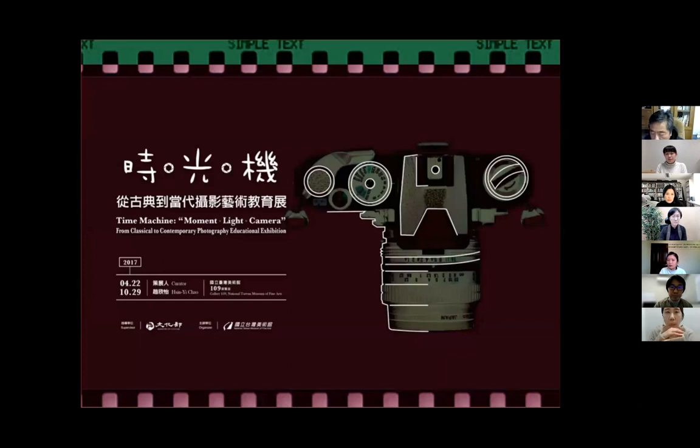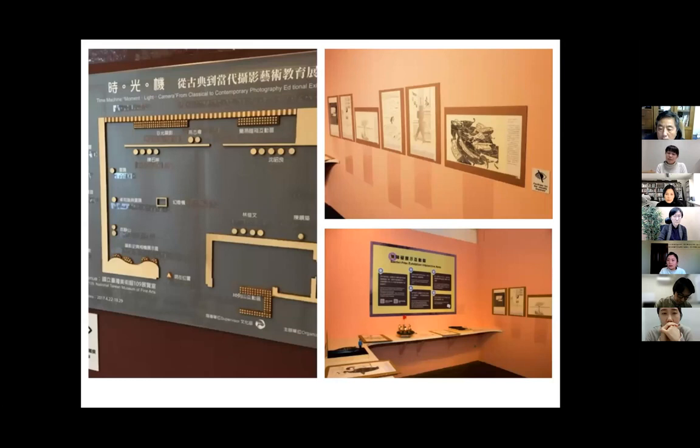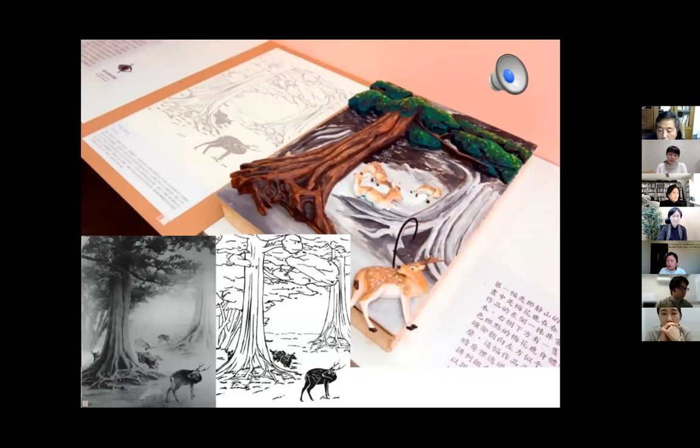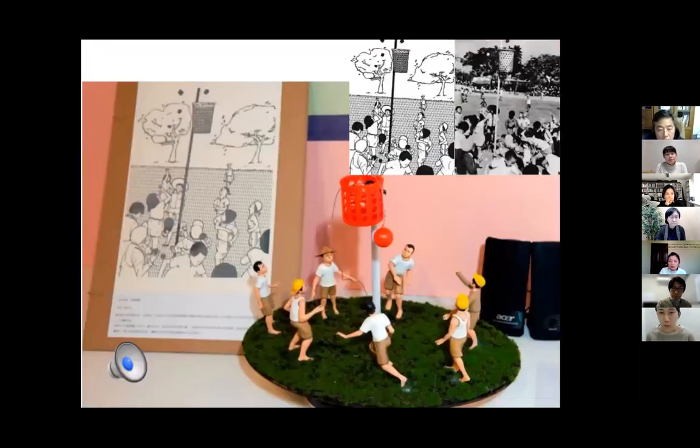The next one is the photography exhibition I curated in our museum. The Time Machine, the Moment, Light, and Camera. I offer the regular content from the collections, but I also offer many touchable artworks, audio description, braille information, and a tactile map. I also created 3D printing. They can touch and feel. They really understand what the artist or the photographer wants to say. So there are the 3 cases.